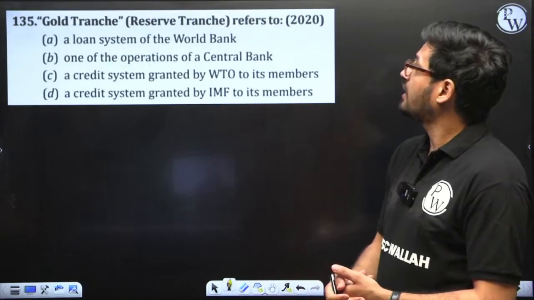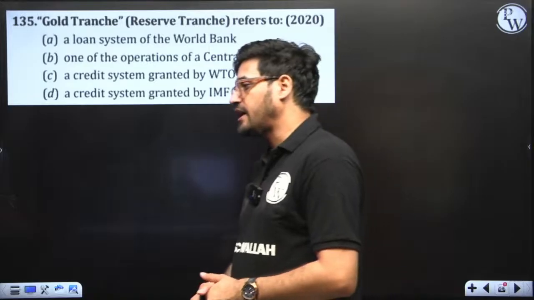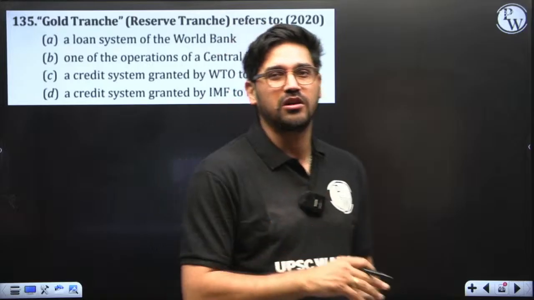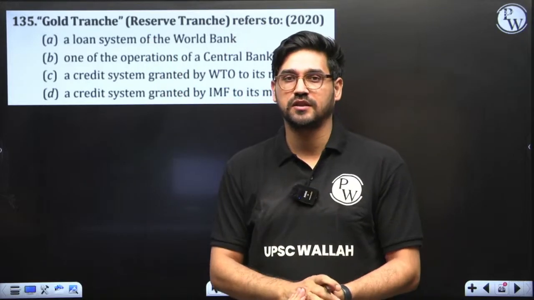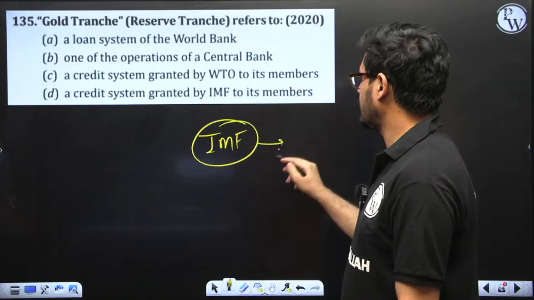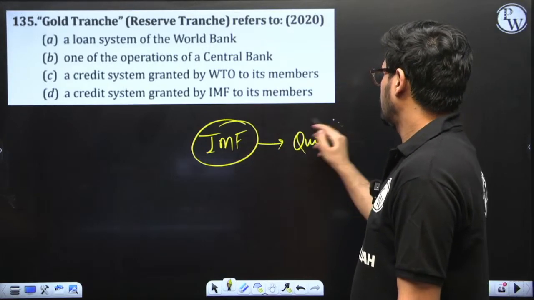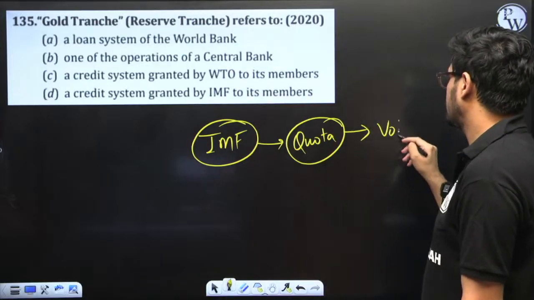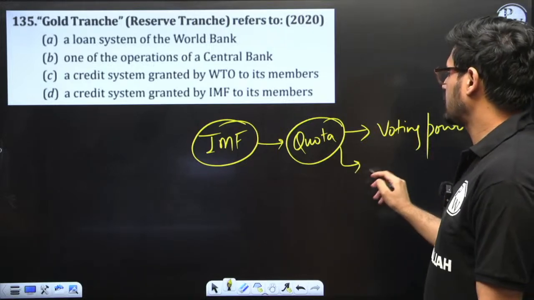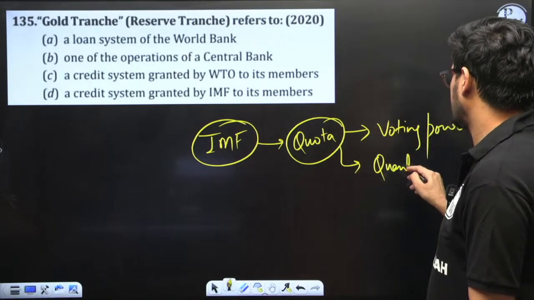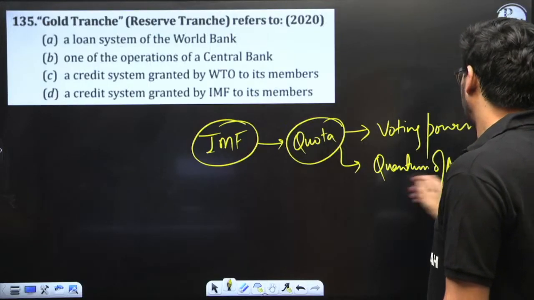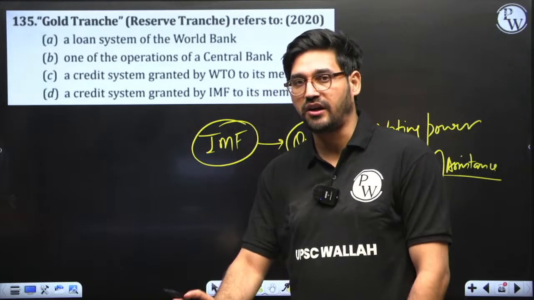Gold tranche refers to. Now, when you study IMF, WTO, the World Bank, right? You would know what gold tranche or reserve tranche is. You should know that IMF is a quota-driven body. It has something called a quota. This quota basically decides the voting power of its members. The quota also decides the quantum of assistance that the IMF can grant to a particular member country.